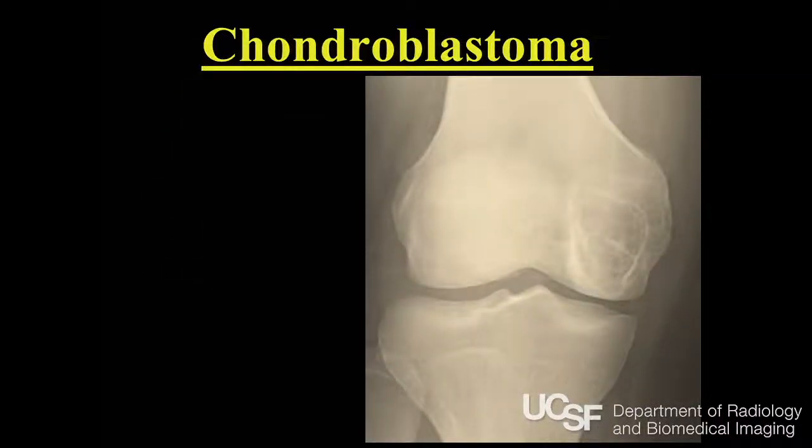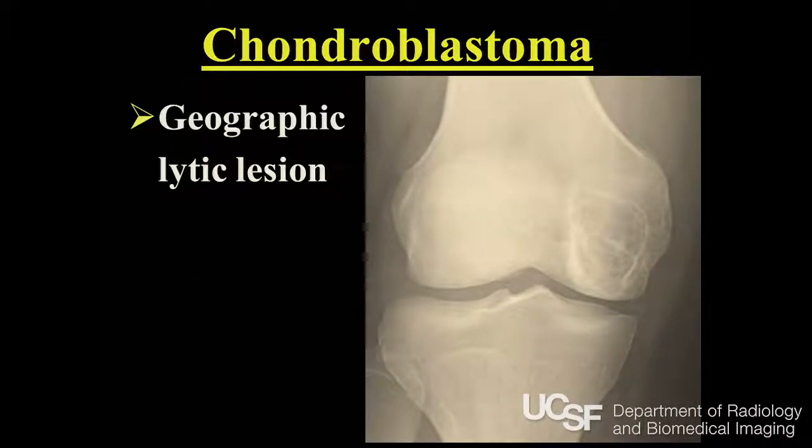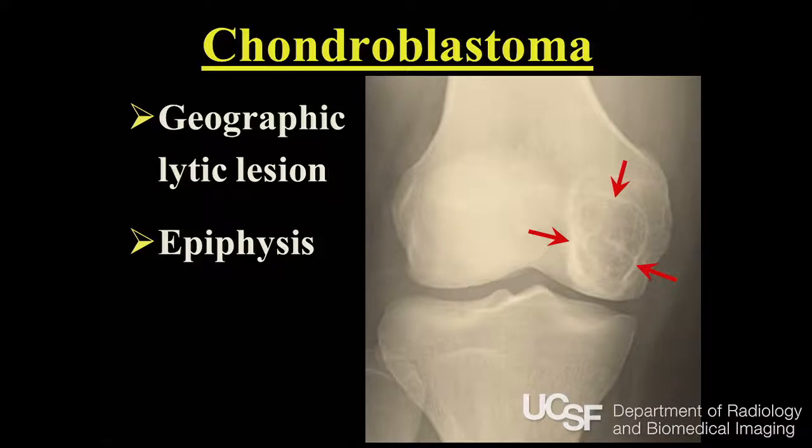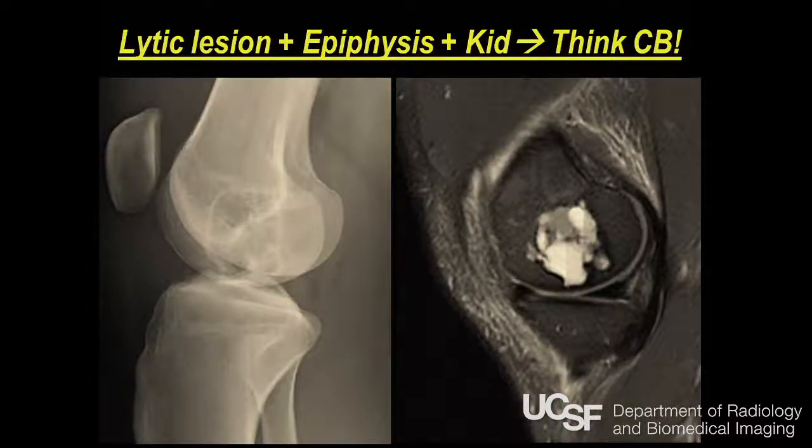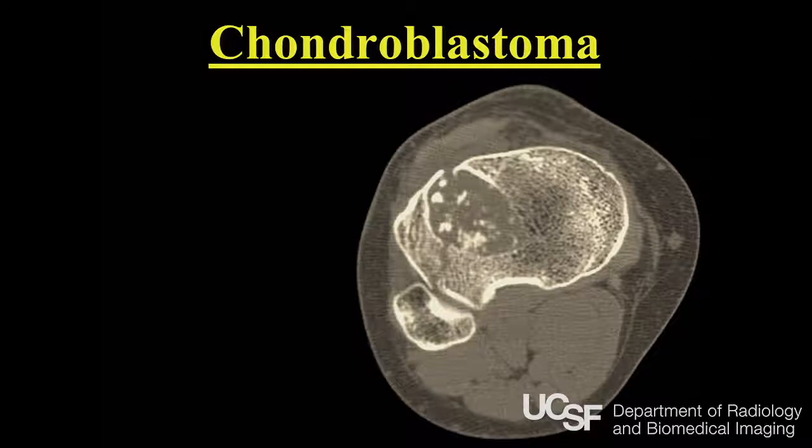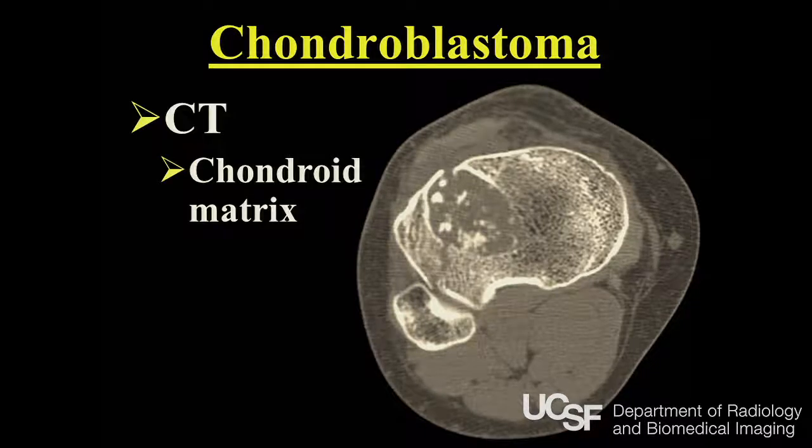Moving on to chondroblastoma, a geographic lytic lesion occurring in the epiphysis of young adults and kids. When you see a lytic lesion in the epiphysis of a kid or young adult, think about chondroblastoma. Here's another chondroblastoma, this time on CT. Note the presence of the chondroid matrix.